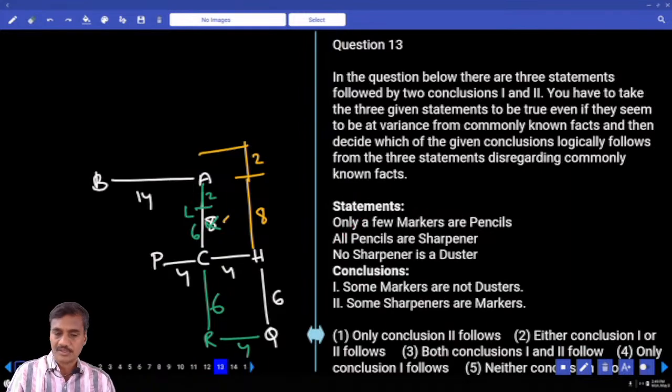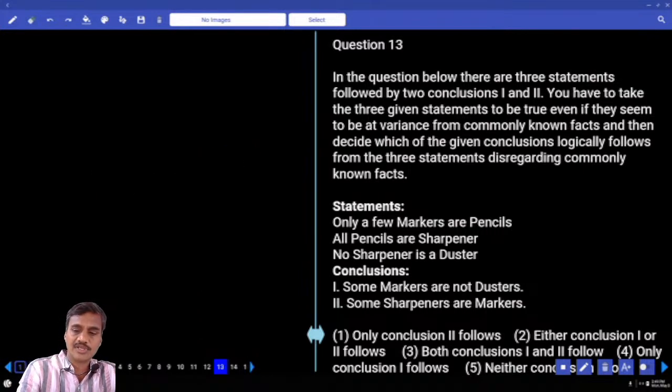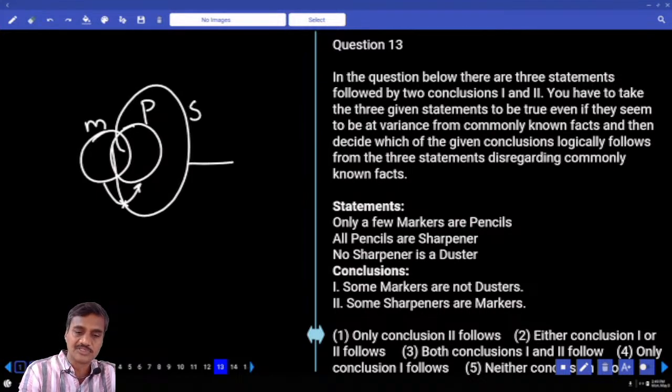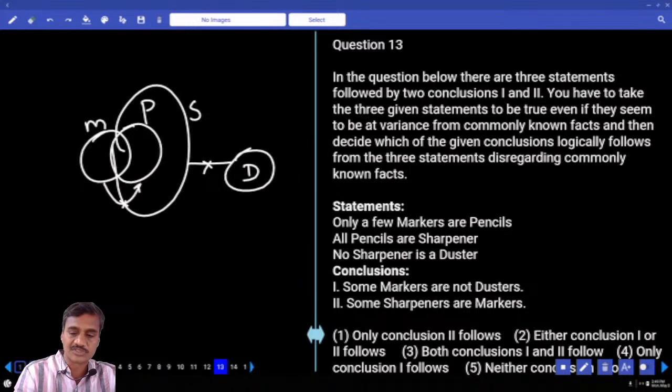Then the 13th one. Now in this, 13 to 16, 13, 14, 15, only 3 are under the syllogisms. Now, only a few markers are pencils. Only some of the markers are pencils, but not all. And all pencils are sharpeners. This entire pencil is a part of sharpener. And no sharpener is a duster, no intersection between sharpener and duster. And some markers are not dusters. As of now, no marker is a duster, some markers are not duster is also true. Some sharpeners are markers is also true.